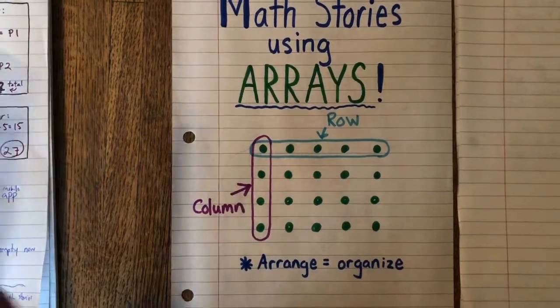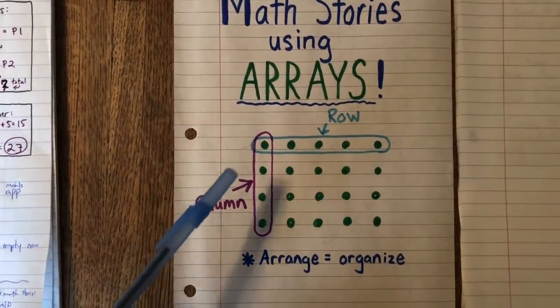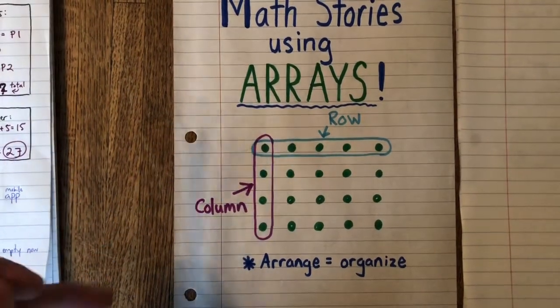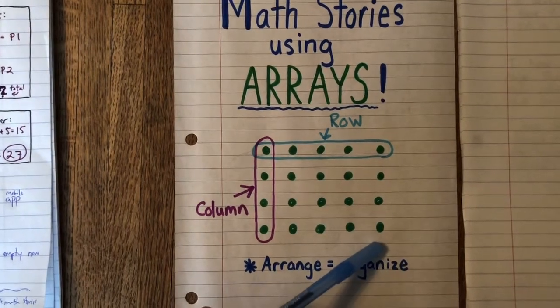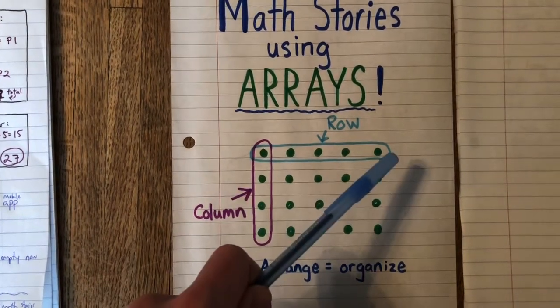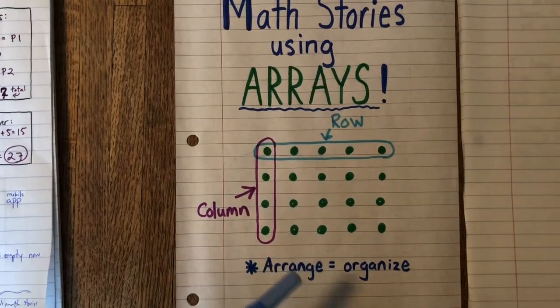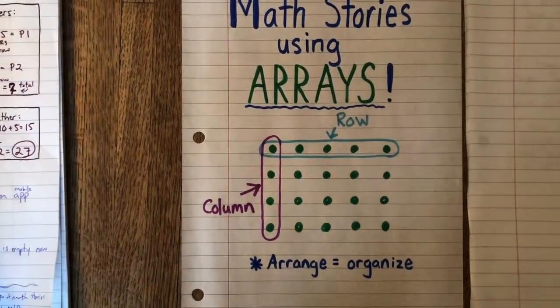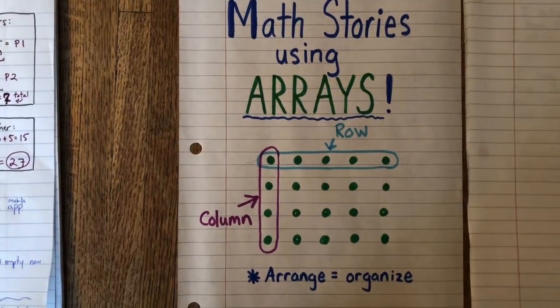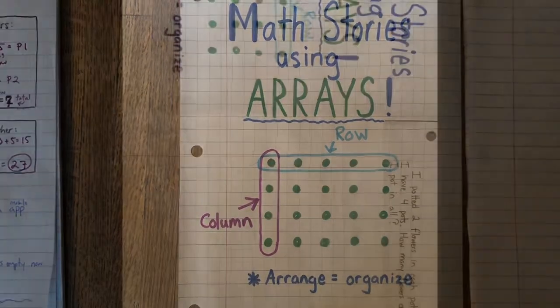One big idea about an array is that there must be equal amounts in each row and column. There should never be a single dot left anywhere. It should be the same amount of dots in each row or the same amount of dots in each column. Same amount of rows, same amount of columns. All right, so let's now look at some examples of different math stories using an array.